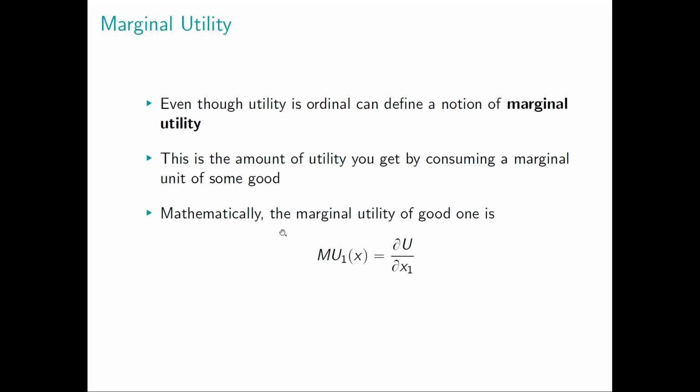So mathematically, the marginal utility of good 1 is just the derivative of the utility function with respect to x1, right? So this is how much more utility you get when x1 increases a little bit. And we'll use this later on to discuss how properties of optimizers work as well. You can also define the marginal utility of good 2. This is just going to be the derivative of utility with respect to good 2.